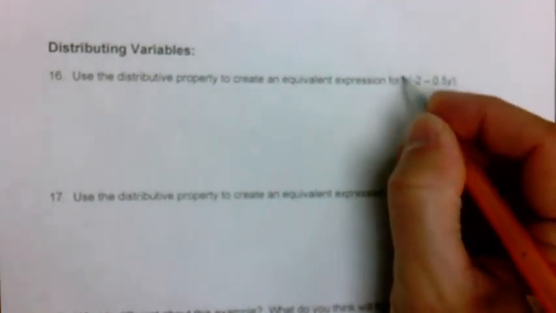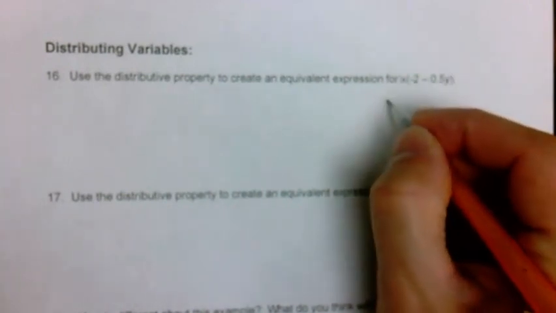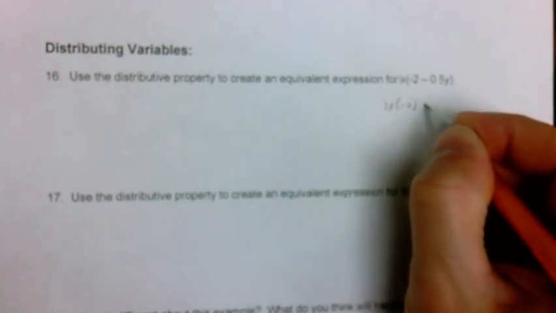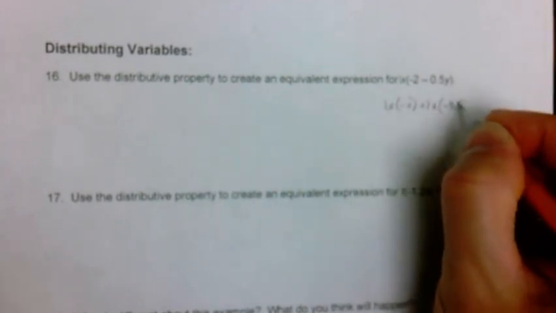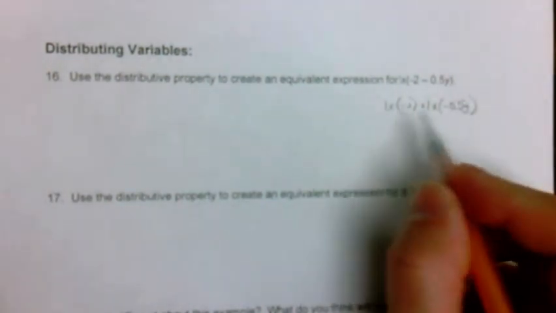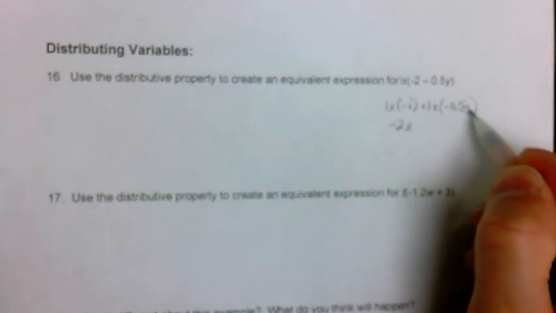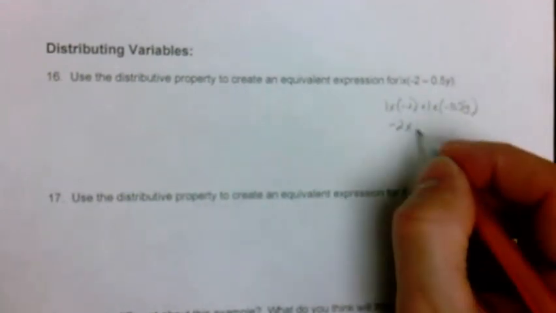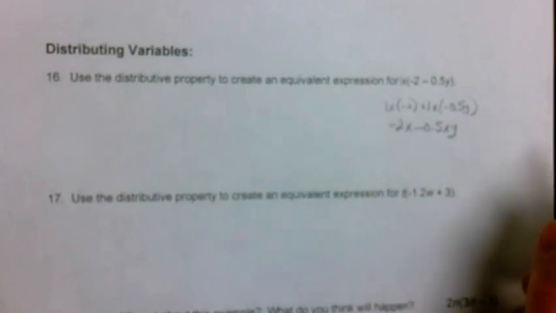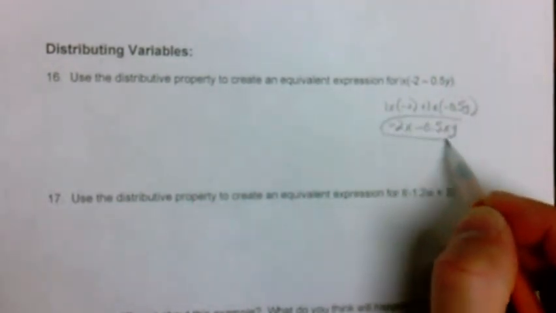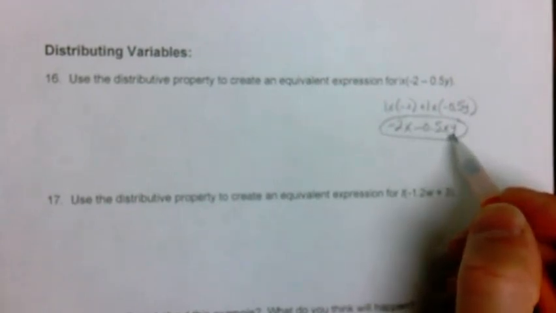So x, which is the same as 1x, is going to distribute to negative 2 and to the negative 5 tenths y. So I'm going to do 1x times negative 2, and then I'm going to do plus 1x, since that's a positive 1x, times negative 5 tenths y. All right, 1x times negative 2 is going to be negative 2x. And 1x times negative 5 tenths y, well, positive 1 times negative 5 tenths is going to be negative 5 tenths, and then times x times y. And so we would end up with the equivalent expression, negative 2x minus 5 tenths xy. All right, remember to list these variables alphabetically.